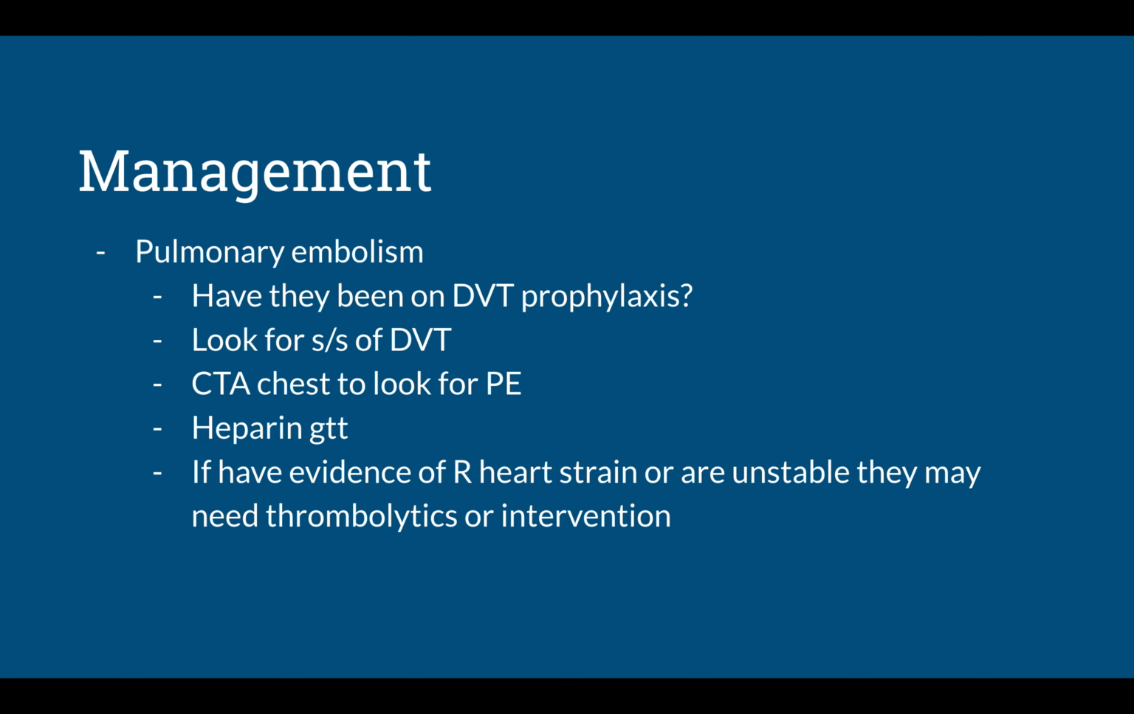And then if you have a strong suspicion, the way to look for that PE is, of course, the CTA of the chest. So before I order a CTA of the chest, that's something to talk over with both your senior and the attending. And then based on findings, you may end up starting a heparin drip. Now, importantly, if the patient has a massive PE and is most likely going to be unstable, if they have evidence of right heart strain or are unstable, they may need thrombolytics or intervention. Pull that clot out. So it's a very serious deal.